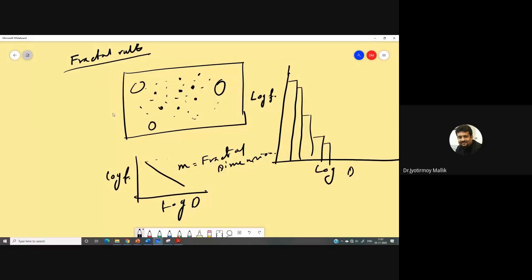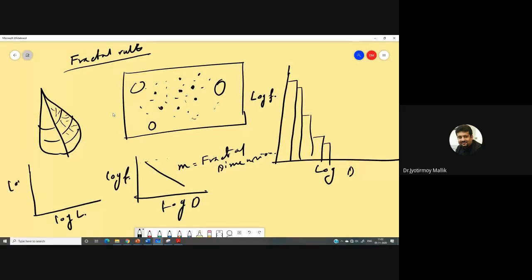Another important, beautiful fractal is, for example, if you look at the ribs of a leaf, then there are smaller ribs as well. Now you can take the length of the rib versus its log of frequency. Yeah, that is also fractal.